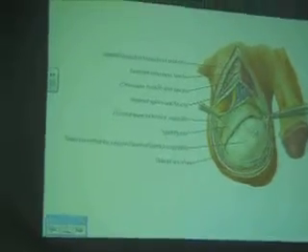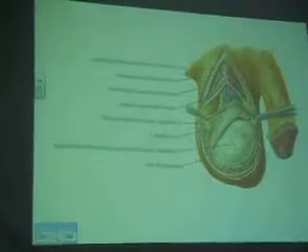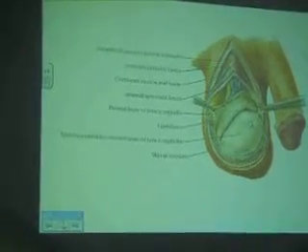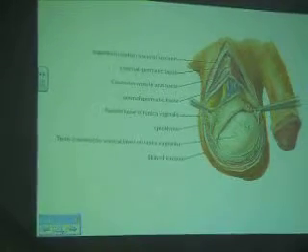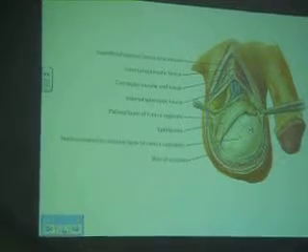It enters the canal, not through the deep ring, but bypassing between the internal oblique and the transversus. So it will naturally have to lie between the cremasteric fascia and the external spermatic fascia.